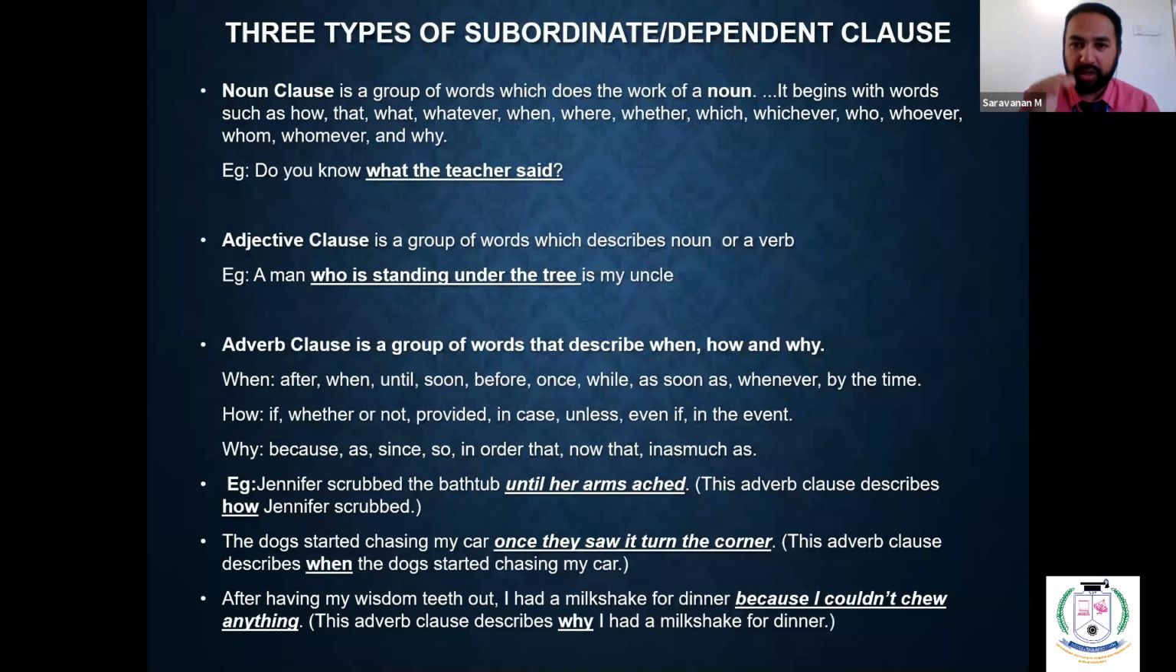Clear, all of you? So a clause that gives more information about the action is adverb clause. A clause that gives more information about a noun is adjective clause. A clause that explains about a noun is noun clause. Clear, all of you? A clause that gives more information about a noun is adjective clause, and the clause that gives more information about the action that took place is adverb clause. I hope all of you are very clear. Okay, we'll move on with the next slide.